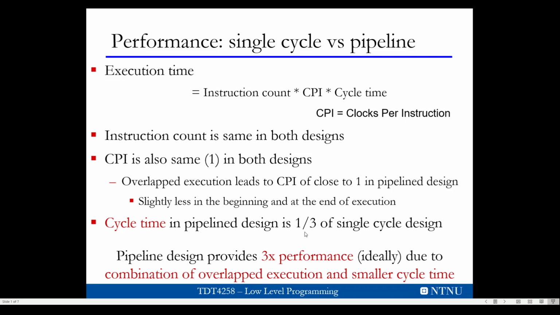Even if we are able to do that and our cycle time is 1/3, getting a CPI of 1 is also difficult. And it's not because of this initial delay, but there are other factors that do that. Let's take a look at what these factors are.